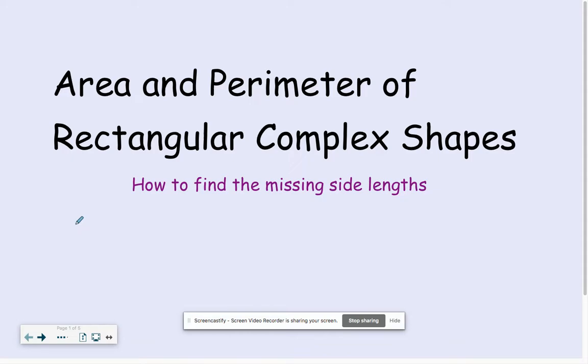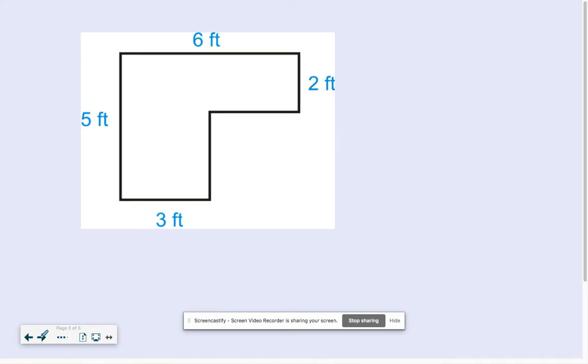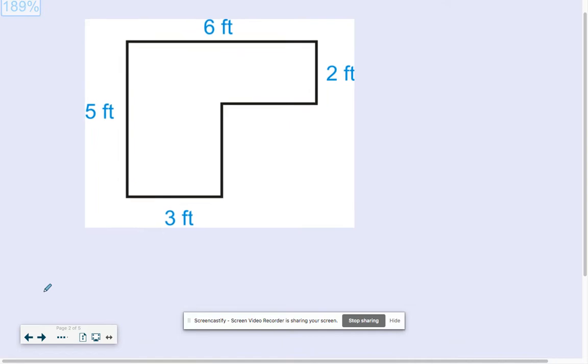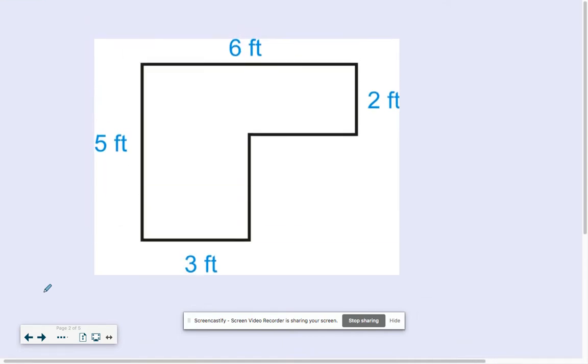In this video, I'm going to show you how to find the missing side lengths of rectangular complex shapes. So here's our very first shape. This is a rectangular complex shape because it holds two rectangles. Now, how you find the missing sides.